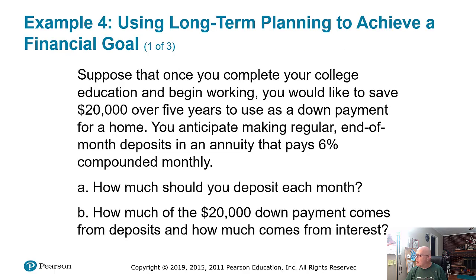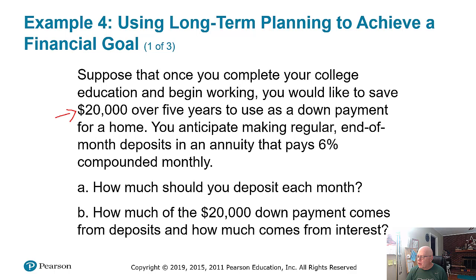See if we've got the formula coming up here. So here's an example. You complete your college education, begin working, and you'd like to save $20,000 over 5 years so you can make a down payment on a home. Lots of people would like to do that.